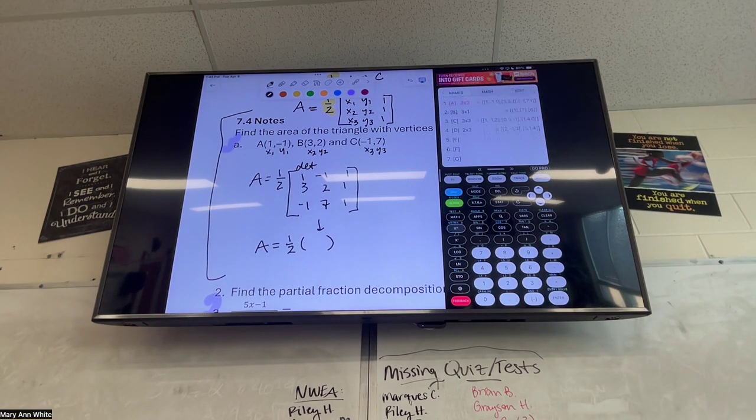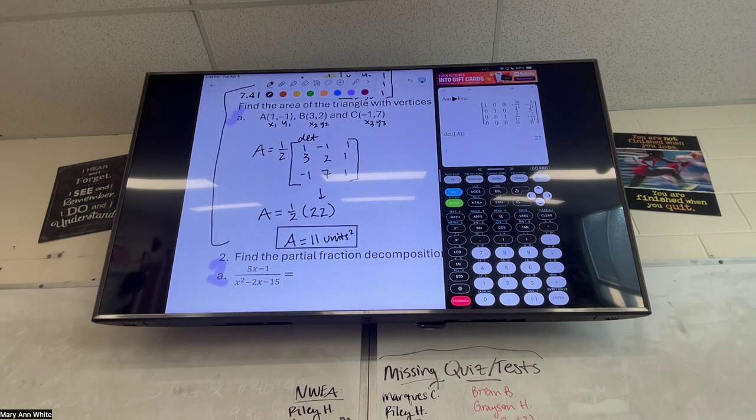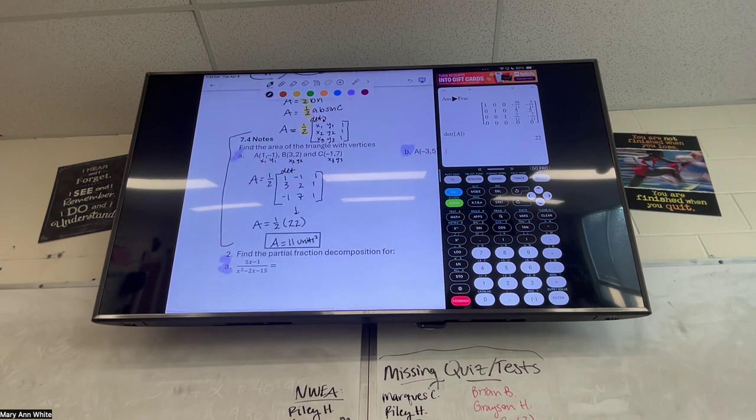And then make sure you do determinant of that matrix. You can't just do DET and call it a day. Okay, I get 22. And then 1/2 of 22 is 11, so we'll say 11 units squared. Can you do the same thing on the next one without me? Go for it.